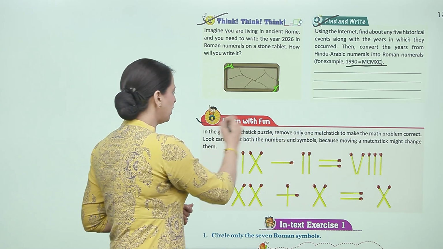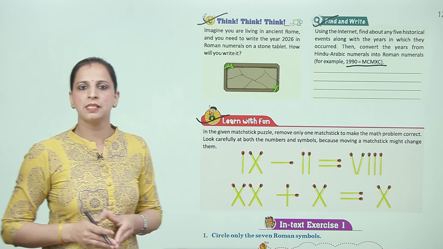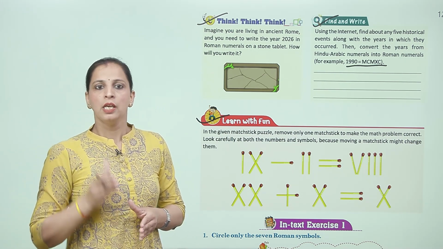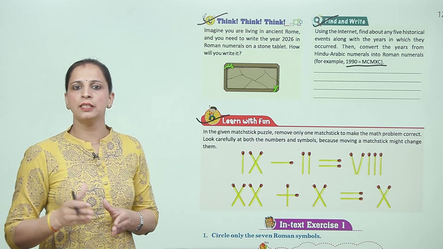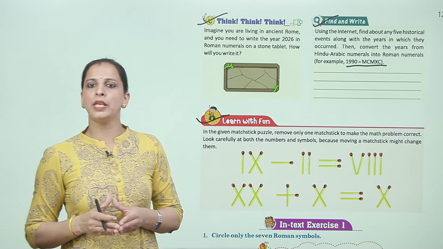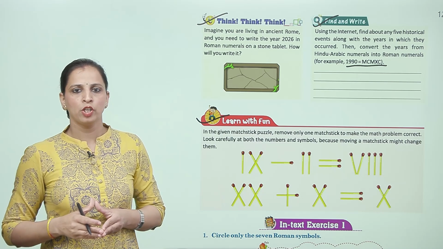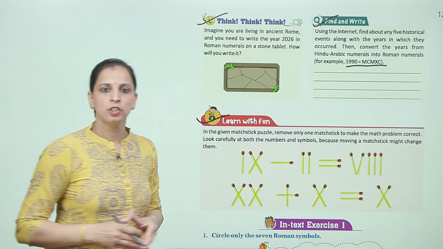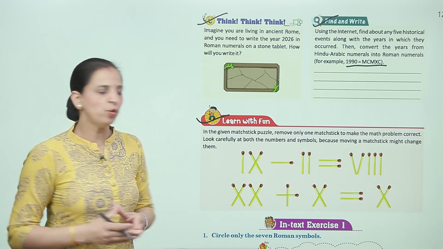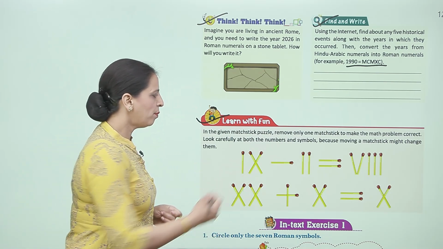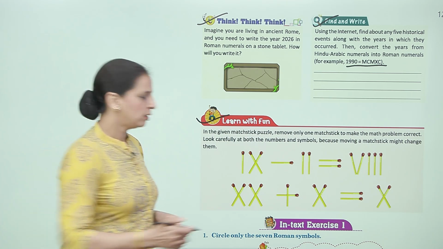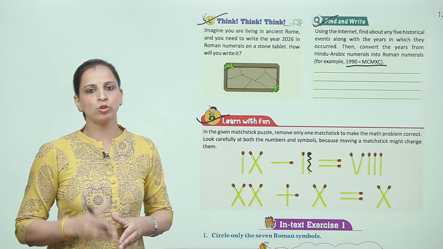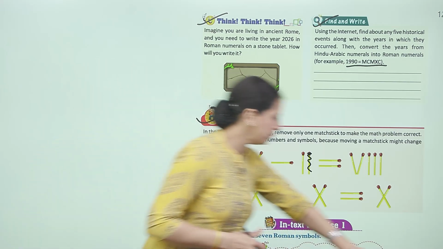Now next, learn with fun. In the given mathematics puzzle, remove only one matchstick to make the math problem correct. Look carefully at both the numbers and symbols because moving a matchstick might change them. So we have to remove a stick. So what stick do we have to remove? That is 9 minus 1. So we have to remove this. That becomes 8. तो बच्चों सेम मेथड को यूज करते हुए बी पार्ट आप खुद ट्राई करेंगे इसका.